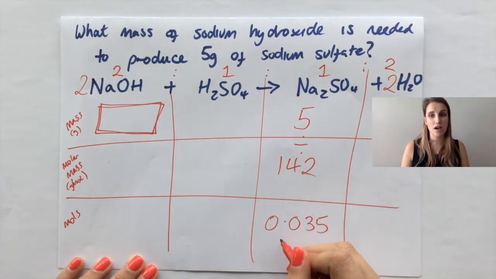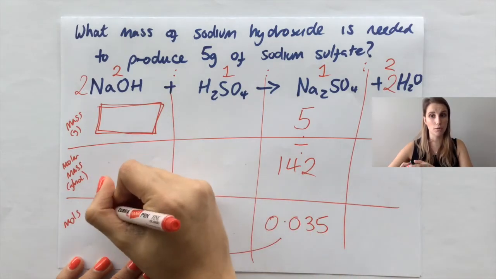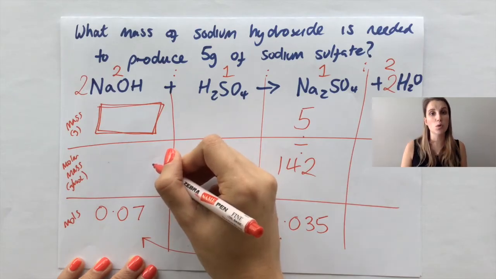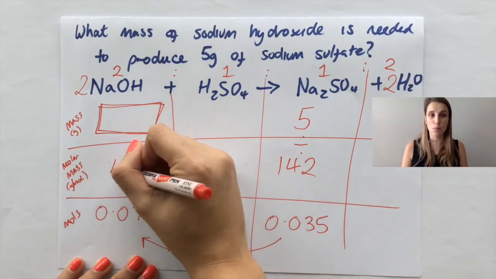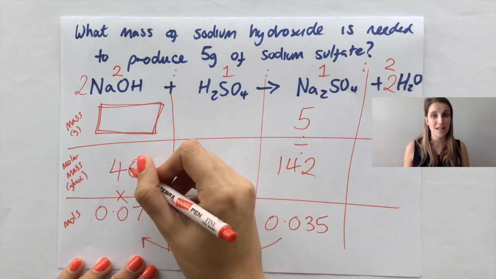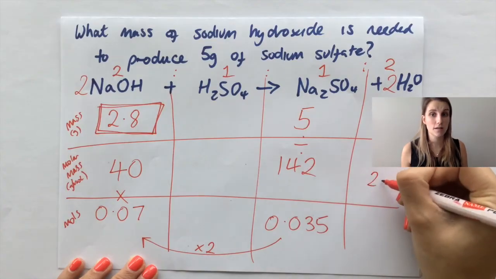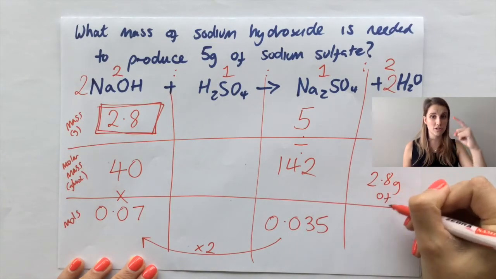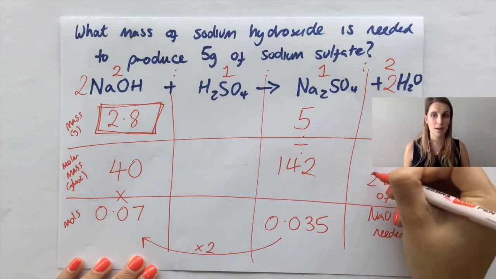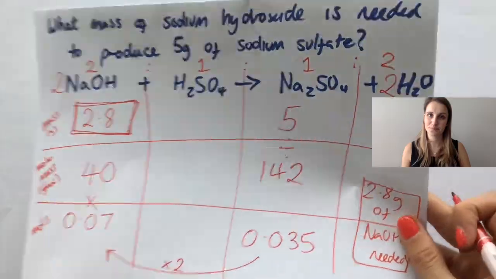But in reality, I've got 0.035 moles of sodium sulfate. So I'm going to need to times that number by 2 to get the number of moles of NaOH. So that means my moles of NaOH is 0.07 moles. The Mr, the molar mass of NaOH, is 40. And so if we times those two numbers together, you get the mass, which is 2.8 grams of NaOH. Hopefully you got the right answer there.